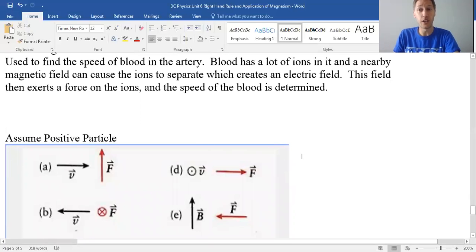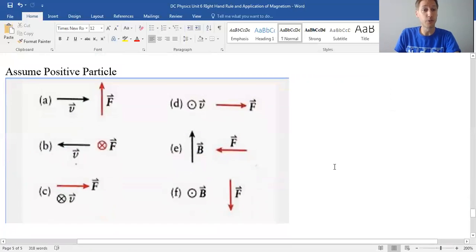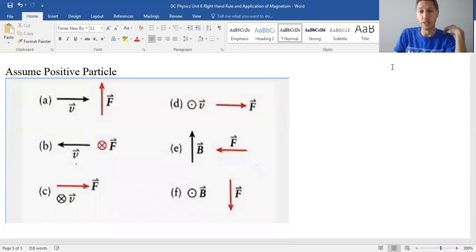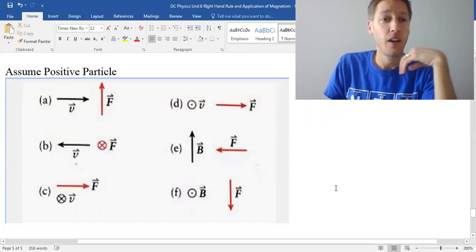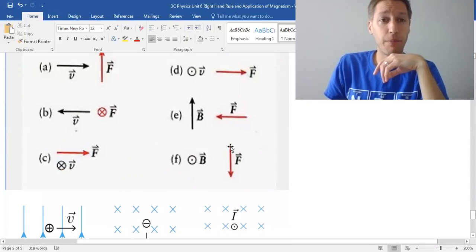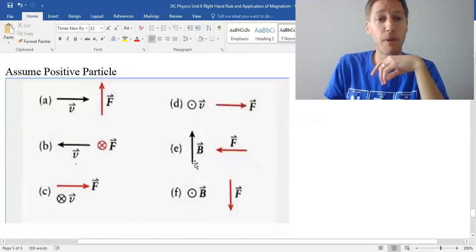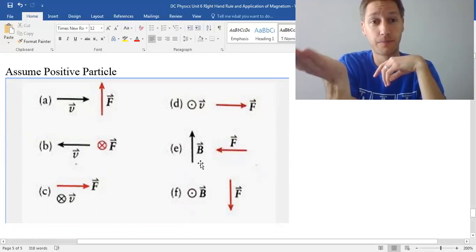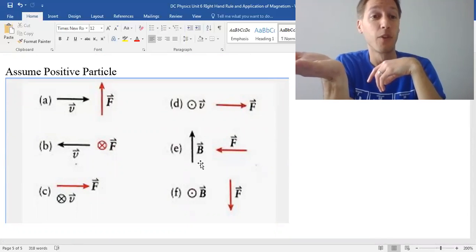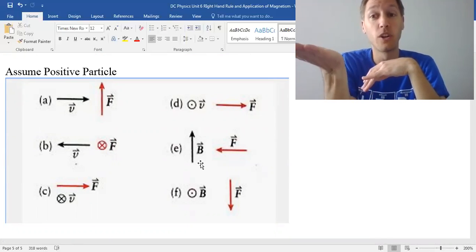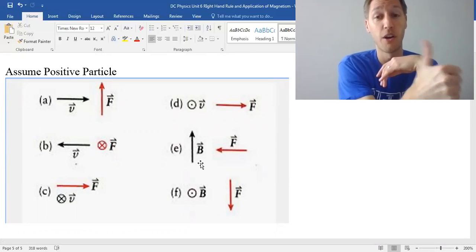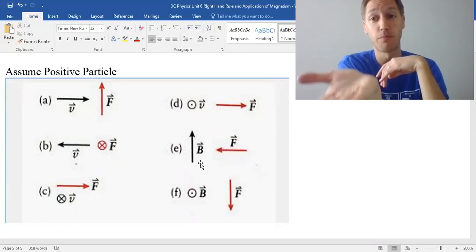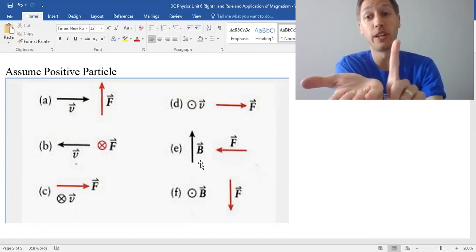All right. To finish here, I want to talk about the right-hand rule again and just do some samples. We're going to assume a positive particle for these. For the first example, we have a positive particle moving to the right, and we have a force that's going up. The question would say something like, what is the magnetic field? Where's it going? So my thumb is the velocity, my force is the palm, palm's facing up. Then where's the magnetic field pointing? Magnetic field is pointing up.